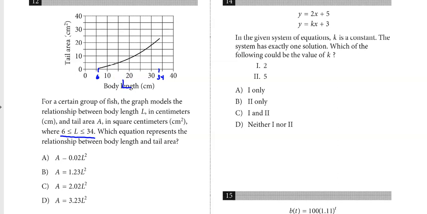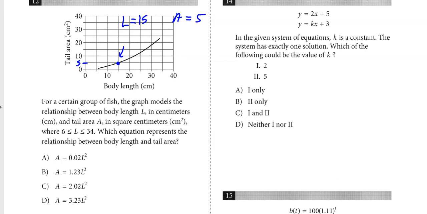Which equation represents the relationship between the body length and the tail area? Several ways to do this, but how about we just pick a value and try to make it fit the equation? That's usually the most straightforward way. So to me, a great crossing point is right there. And for that point, it looks like when L equals 15, then A has to equal 5. All right, when L is 15, A is 5.